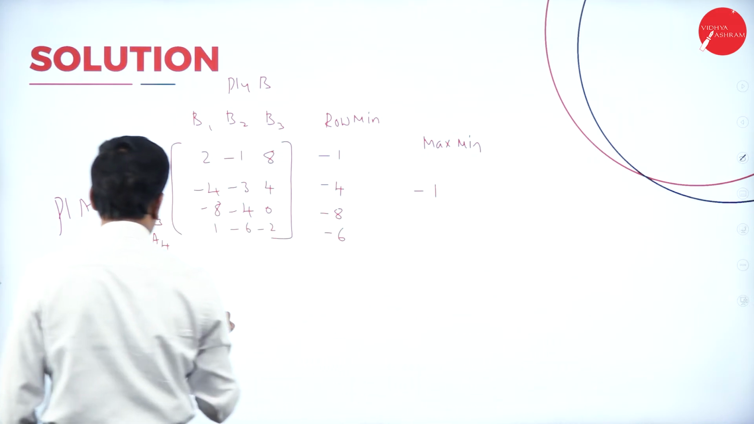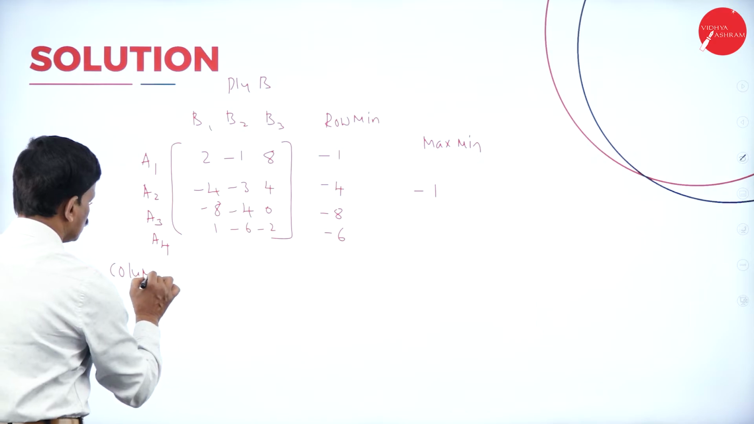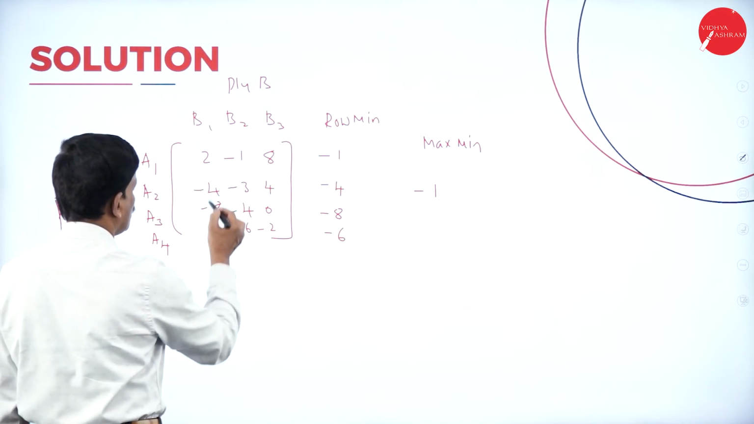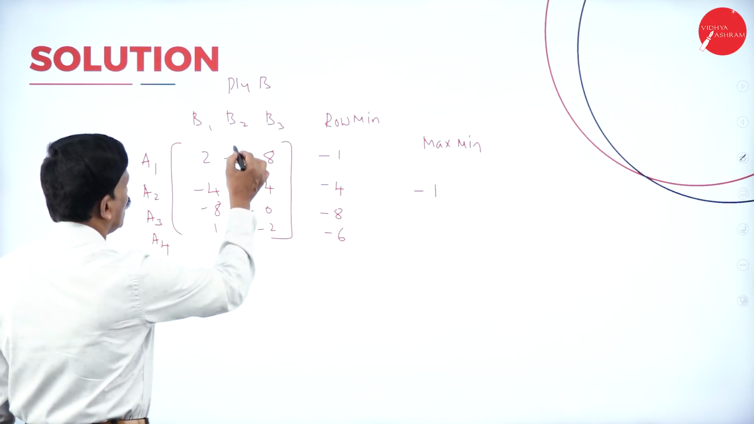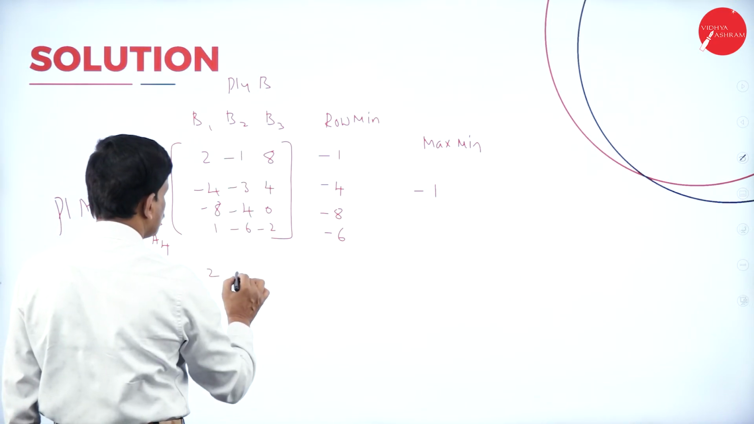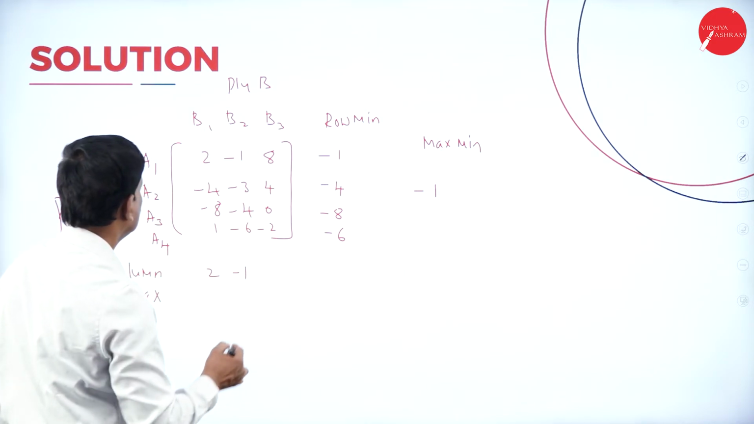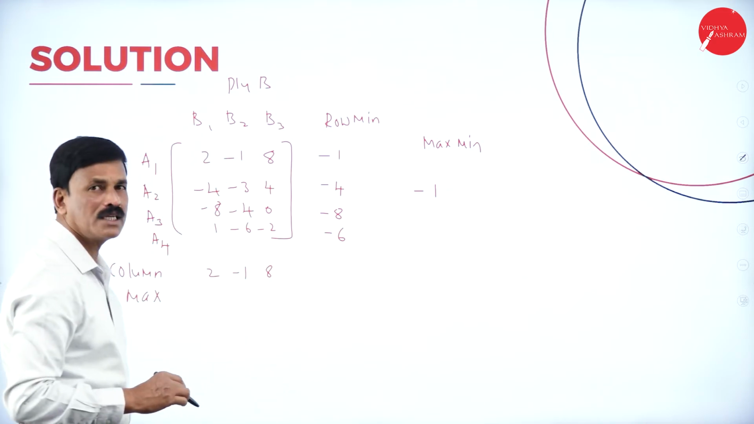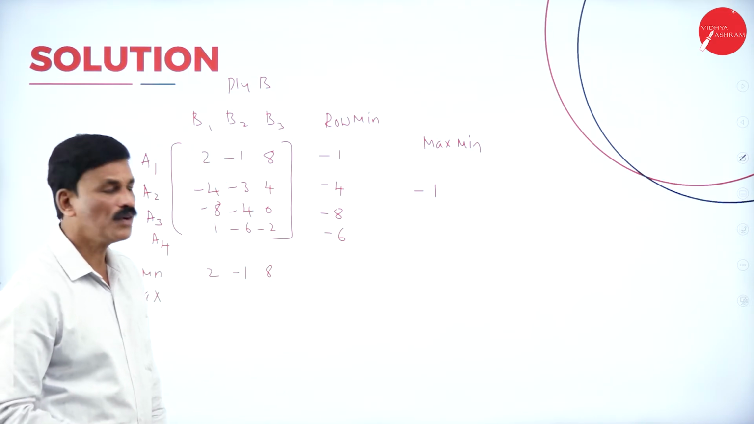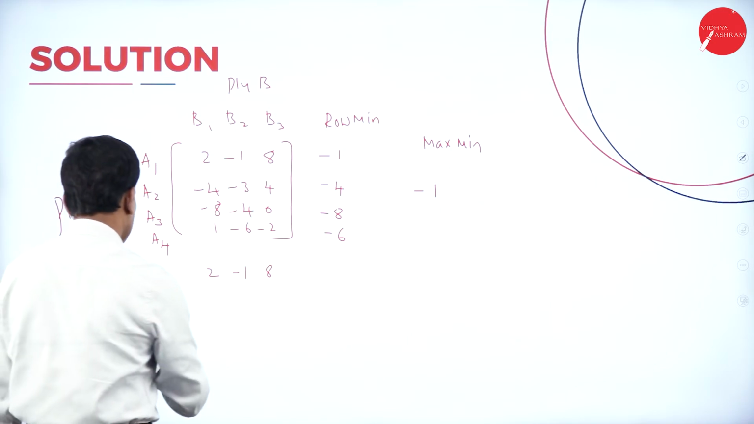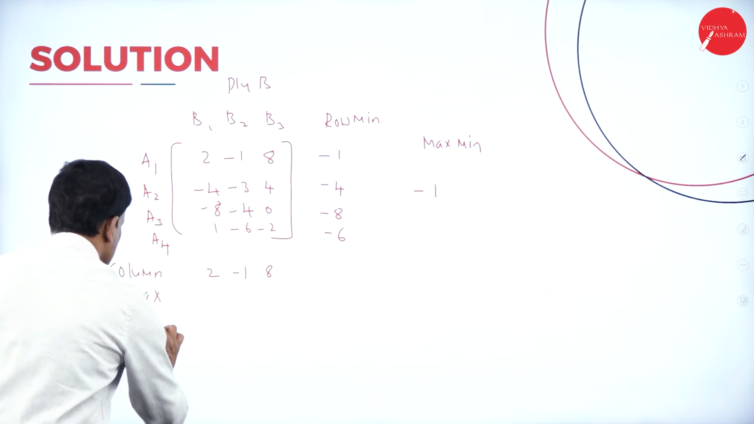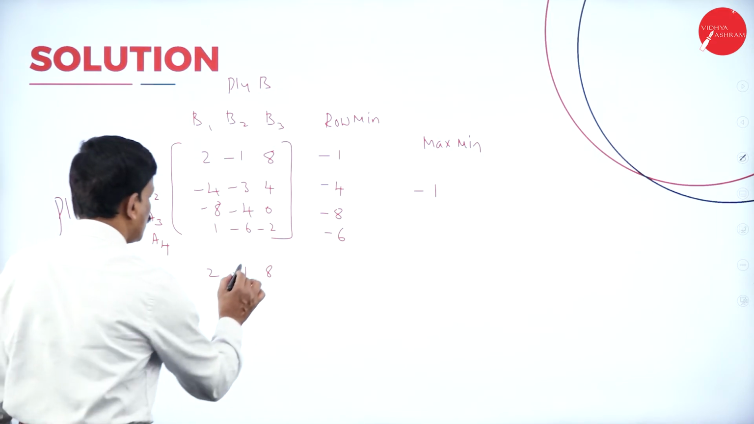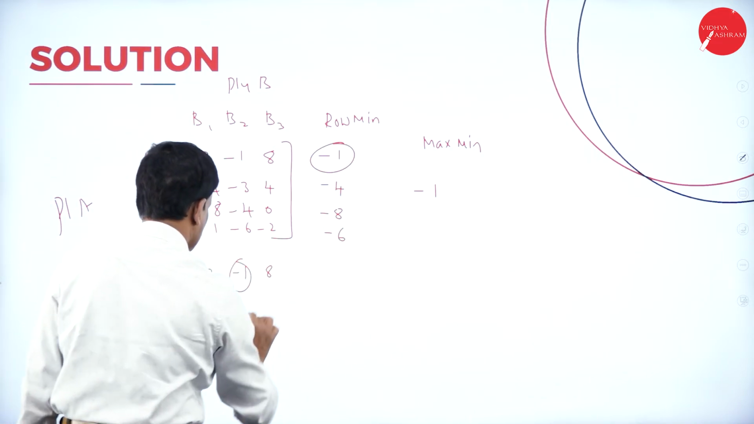Now, let us find out the column maximum here. Maximum value in the first column: the first column maximum value is plus 2. And in the second column, the maximum value is minus 1. Next, in the third column, the maximum value is plus 8. 2, minus 1 and 8 are the maximum values. Now, find out the minimum in this maximum value. That is called minimax. The minimum in this maximum value is minus 1.